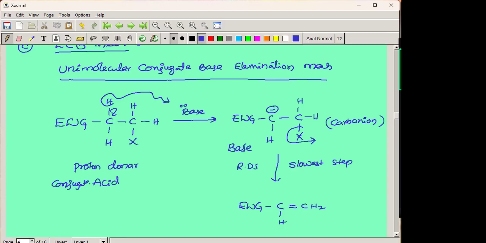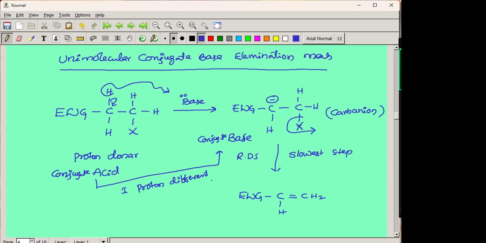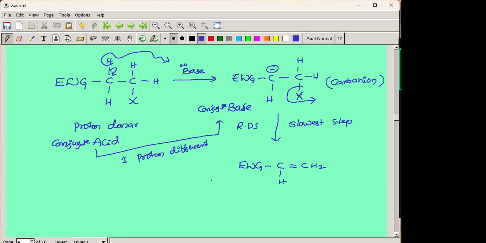Why is it called a conjugate acid and why is it called a conjugate base? These two are considered a conjugate acid and conjugate base because they differ by one proton. If an acid and a base differ by one proton, then that is called a conjugate acid-base pair according to Bronsted-Lowry theory. So that's why this is a conjugate base.